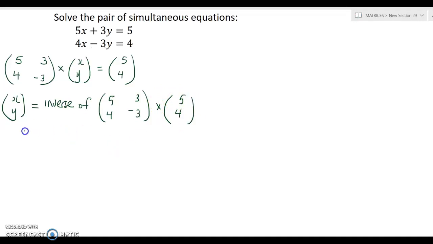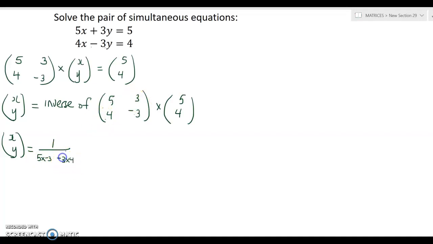Now I'm actually going to skip a step. I'm going to skip finding the inverse of this side separately and do everything together, and you could try to do everything together as well. So what would the inverse of this matrix be? First of all, it's 1 over the determinant. What will be the determinant? 5 by minus 3, take away the product of the second diagonal.